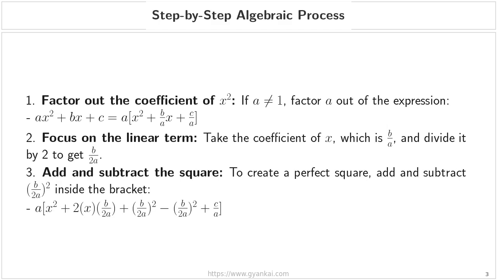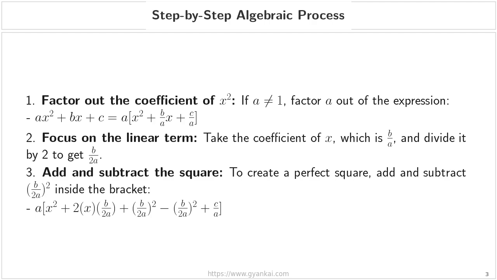Step 3, add and subtract the square. This is the heart of the completing the square technique. We're going to add and subtract the square of b over 2a. That is, we add and subtract b over 2a all squared. We do this inside the brackets. Let's write that out. a multiplied by x squared plus 2 times x times b over 2a plus b over 2a squared minus b over 2a squared plus c over a. Now, it might seem like we're just adding and immediately subtracting the same thing, and you're right, we are.